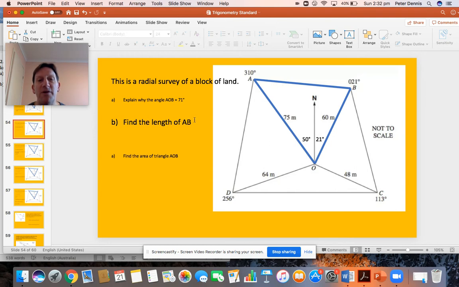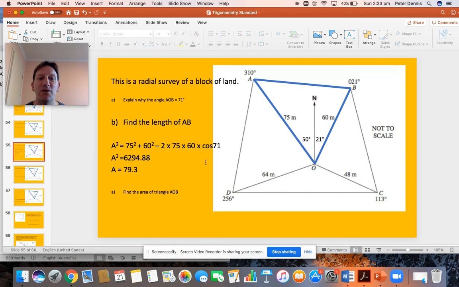If we want to find the length of AB, now we're just looking at this triangle here. We've got one angle and two sides, so we're going to use the cosine rule. A squared equals 75 squared plus 60 squared minus 2 times 75 times 60 times cos 71. Once we do all that, remember we have to hit the square root, and we get that A equals 79.3.